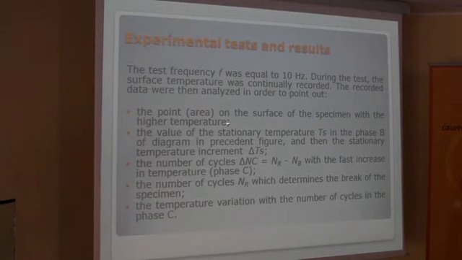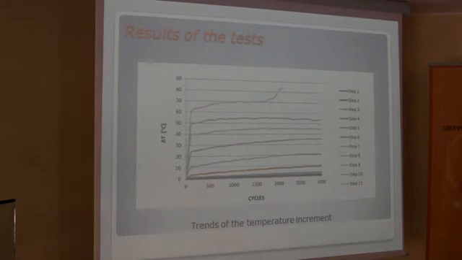And many parameters are analyzed. The point of the specimen surface with higher temperature, the value of the stationary temperature in the stabilization of the phase B, the number of cycles corresponding to the difference between the failure and the final part of the stabilization, the number of cycles which determine the breakdown of the specimen, and obviously the temperature in all the phases, and maybe in the phase C. These are the results that confirm the normal trend of the temperature: very rapid rise, and then long stabilization.